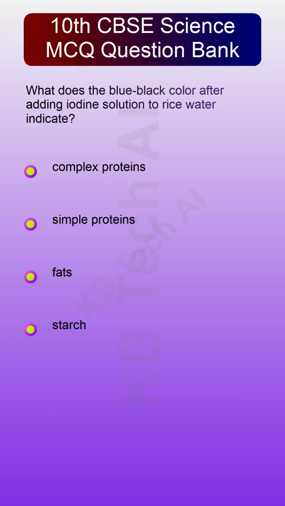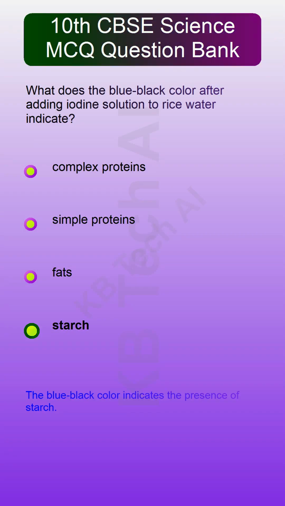What does the blue-black color after adding iodine solution to rice water indicate? Option 1, complex proteins. Option 2, simple proteins. Option 3, fats. Option 4, starch. The answer is, option 4, starch.